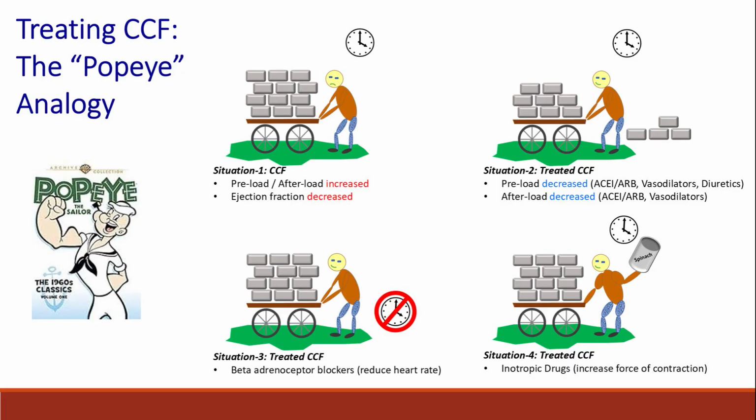Scenario 2 shows that if we reduce the load, then Popeye is able to carry out the task. This is similar to when we take some load off the failing heart by giving vasodilators and diuretics to reduce preload and afterload, easing the burden on it.